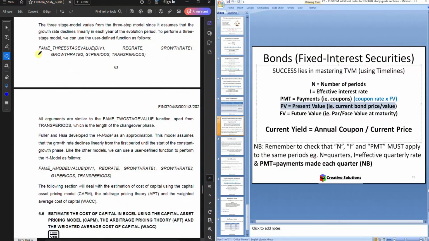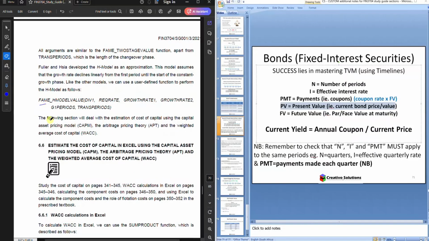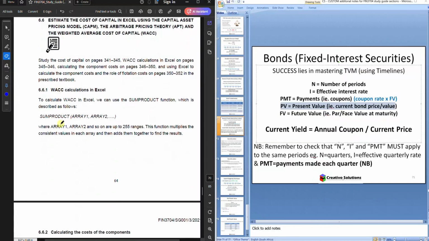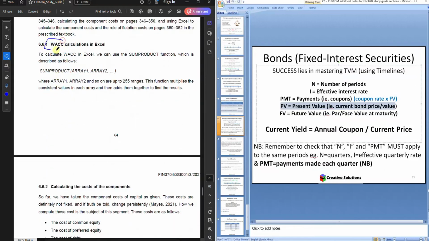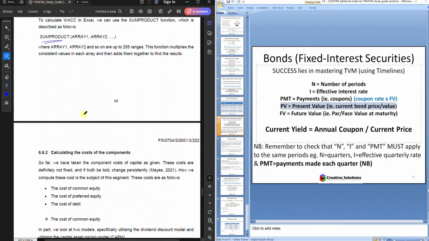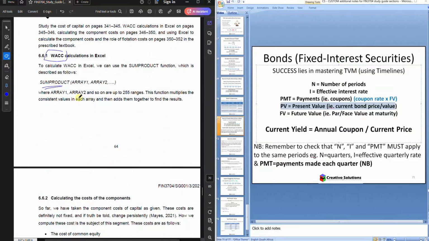Okay, so these are all those inbuilt functions using WACC. Sum product, okay, that's good. Cost of equity, that's good. Is there an example here? Page 341. Page 341. Ah, here's WACC. That's good. Okay, here's a nice example.